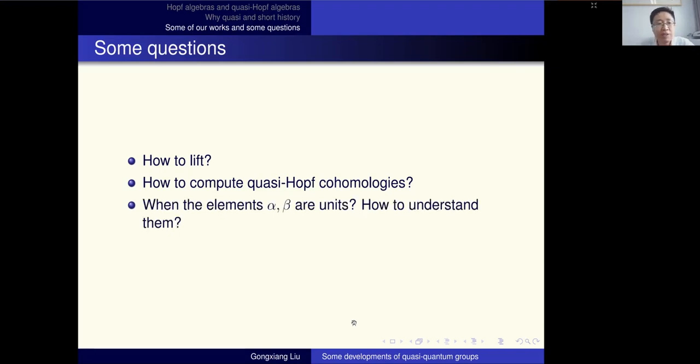And I want to pose another question to you. For example, when the elements alpha and beta are units, if you can prove alpha and beta are units in general, that's a very good work. But in general, you don't know how to prove it. Maybe under some natural conditions you can prove it is true, which is also not bad, I think. Also, you need to understand the meaning of alpha and beta being units. Is there another way to understand it? Okay, I put such a question for you.